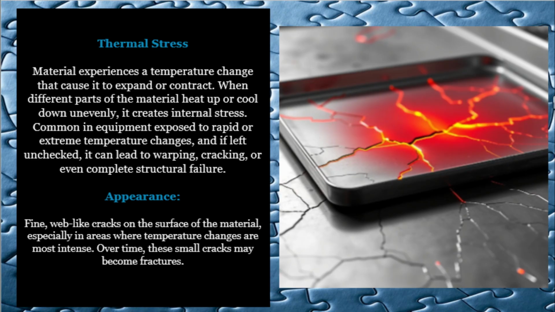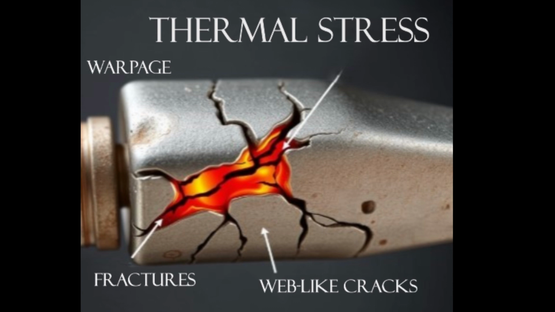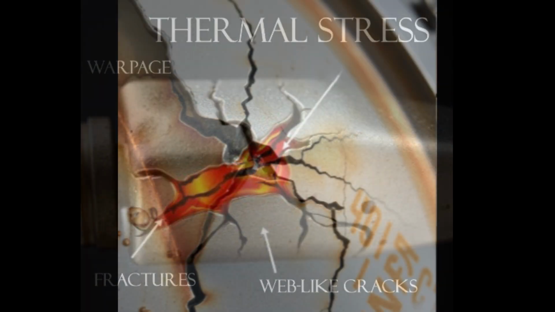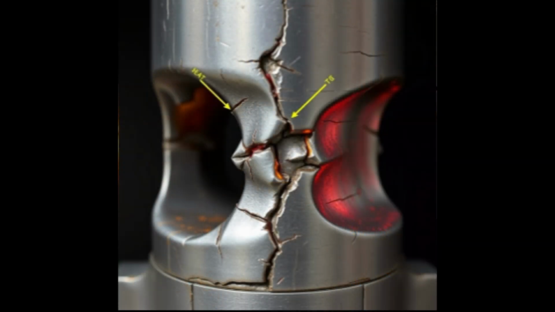Thermal stress. Thermal stress occurs when a material experiences a temperature change that causes it to expand or contract. When different parts of the material heat up or cool down unevenly, it creates internal stress. This can happen within a single material or where different materials meet, as each one expands or contracts at different rates. Thermal stress is common in equipment exposed to rapid or extreme temperature changes, and if left unchecked, it can lead to warping, cracking, or even complete structural failure.